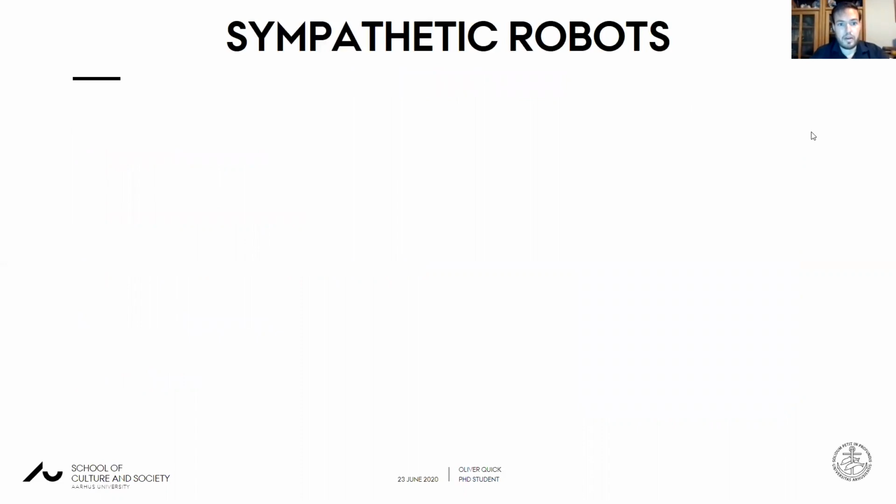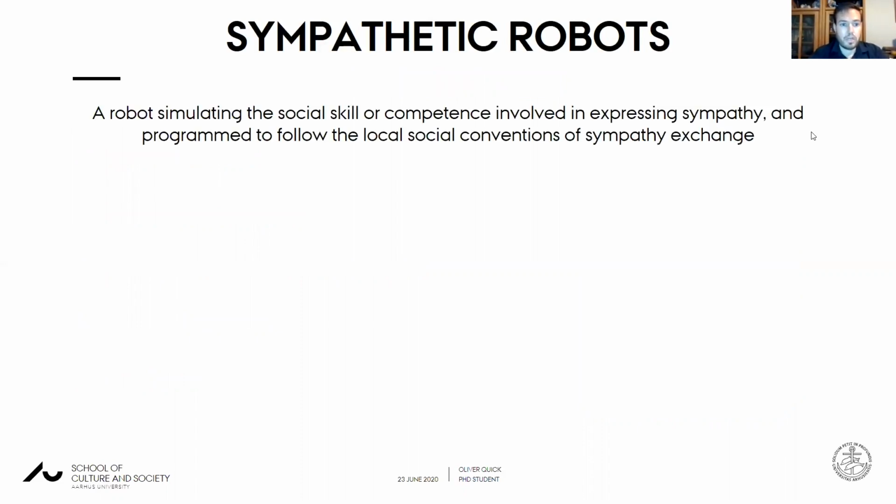So what is a sympathetic robot? Very generally put, we could say that a sympathetic robot is simply a robot that simulates the social skill or competence involved in expressing sympathy. I would expand that and say that it's also programmed to follow the local social conventions of sympathy exchange. And what I mean by that will hopefully become clearer throughout the talk as I present Clark's theory.